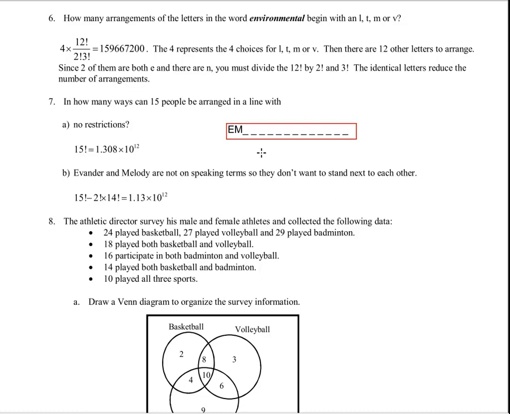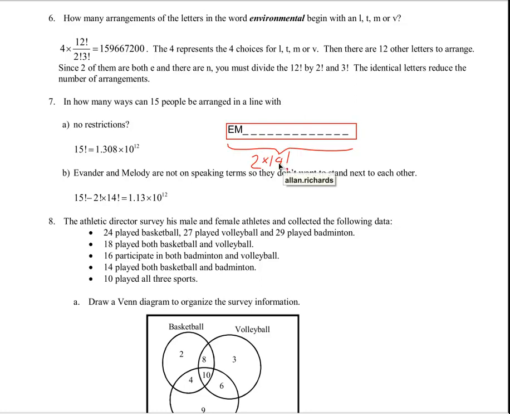So let's say we wanted to have Evander and Melody together. I put the E and the M beside one another. You think of that pair of people as one thing, and then there's 15 people altogether, so I have 13 other spots here. So it's like you're arranging 14 things, so the number of ways that they could be together would be 14 factorial. Now we have to multiply that by 2 because you can have Evander first and Melody second, or the other way around. So 2 times 14 factorial is the number of ways they could be together.